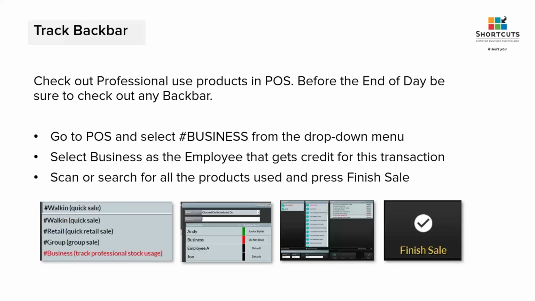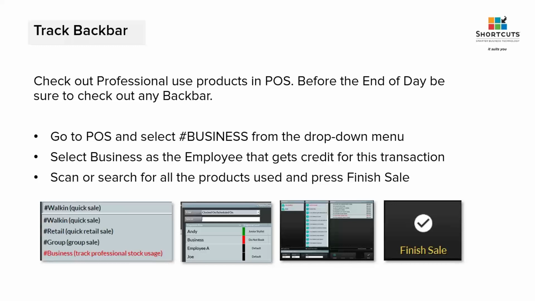So in the point of sale, in the new build of shortcuts, shortcuts 8.1, and that's the version that I always use for these demonstrations, on the pull down menu in the point of sale, you have a new option, hashtag business. So you would actually select that, and the employee that gets credit for the sale will also be business. So business is your customer, business is your employee.